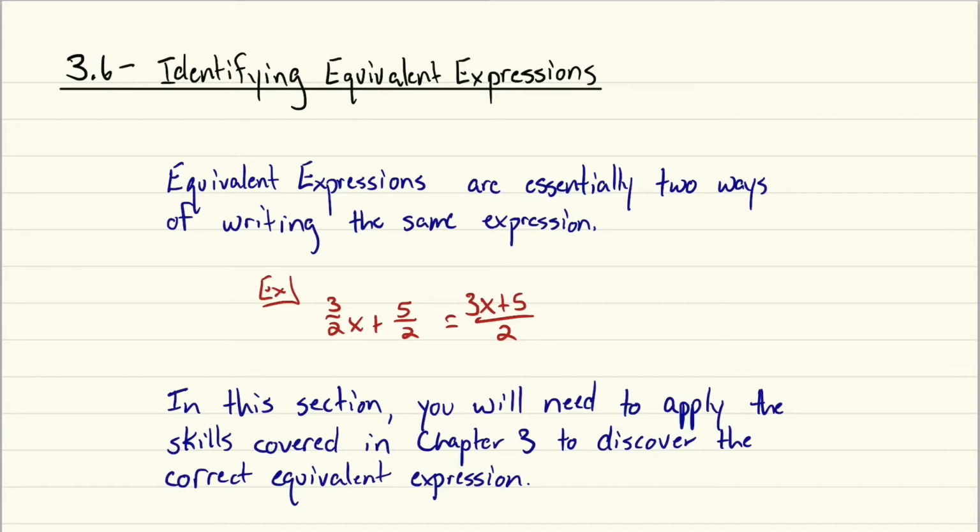So 3/2 x plus 5/2 can be simplified into 3x plus 5 over 2. The reason we can do that is because we have common denominators in the fractions, and so we know that the 3 and the 5 in the two fractions will go into the numerator.